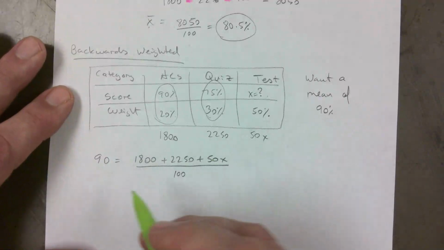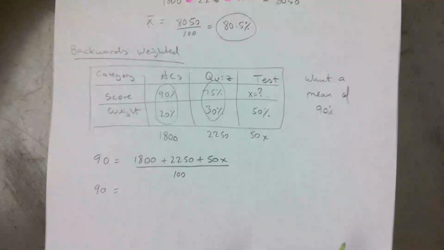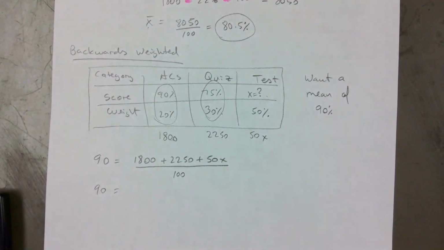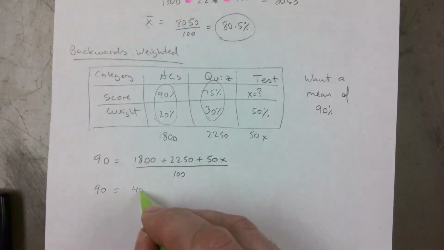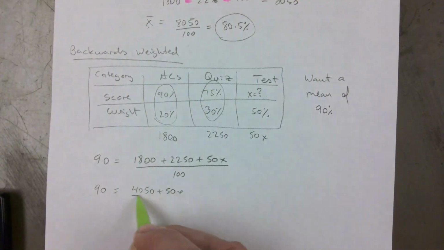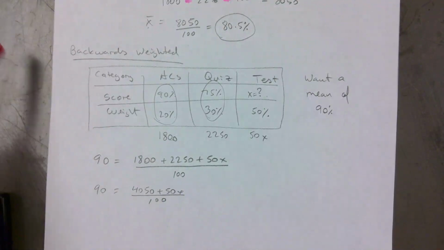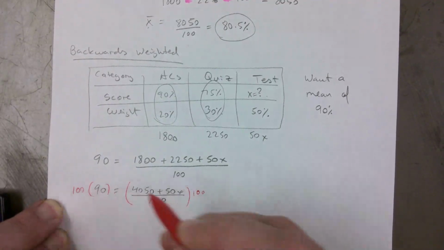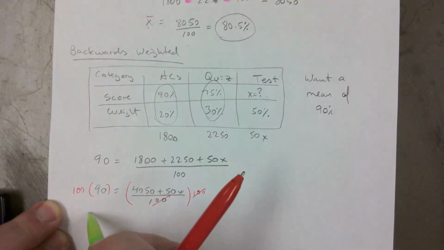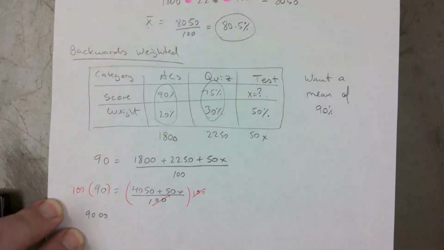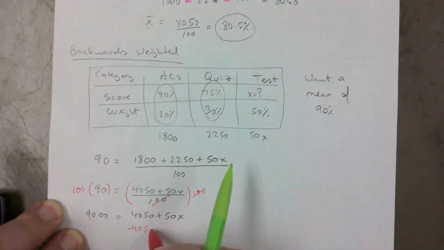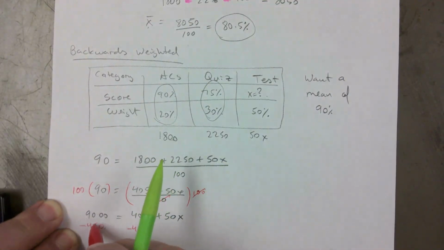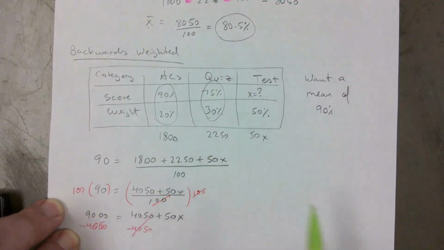Now we're going to clean it up a little bit. So 90 is equal to, let's add up 1800 plus 2250. That's 4050 plus 50x over 100. And then it's just opposite operations here. Cancel those. You get 9,000 on that side, and then you have 4050 plus 50x. We subtract 4050 from both sides. That cancels out there.